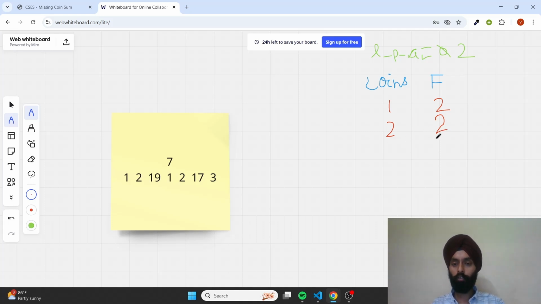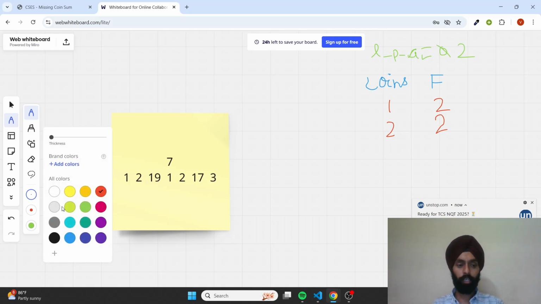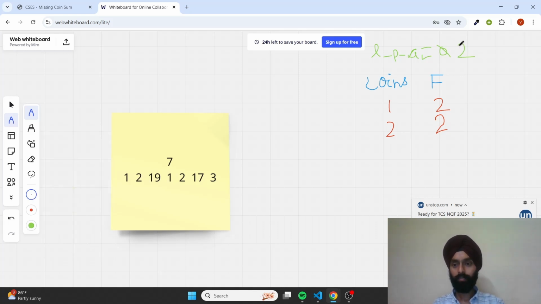Any amount between 2 and 4, there's only one amount, 3, that could be paid using a 2 rupee coin and one of the 1 rupee coins. Then the amount 5 could be paid using both 2 rupee coins and one of the 1 rupee coins. Then 6 could be paid using all the 4 coins. So after this, our largest payable amount would be 6. So we will update our largest payable amount to be 6.